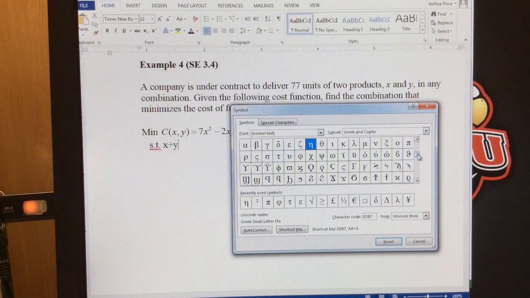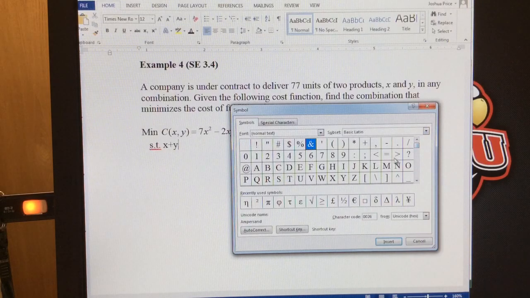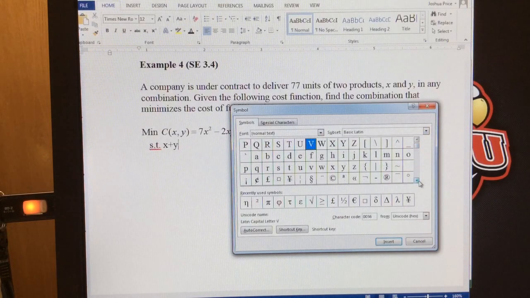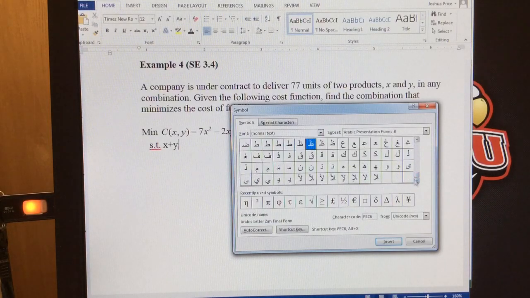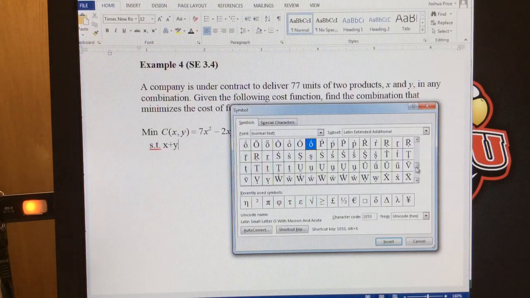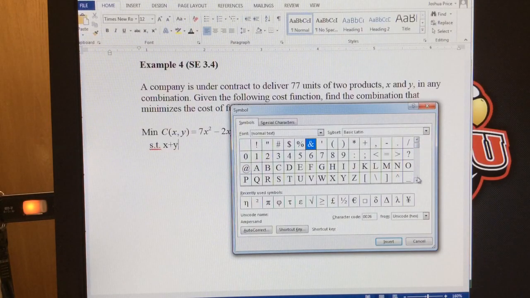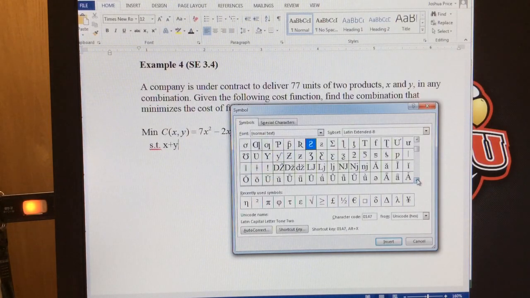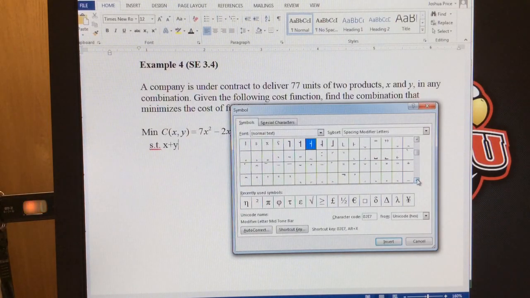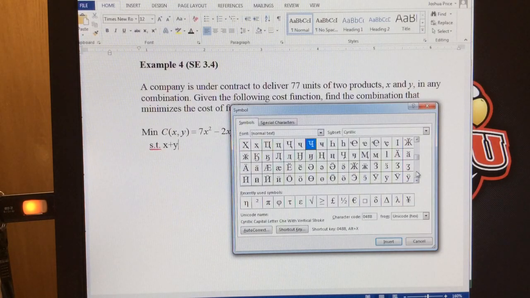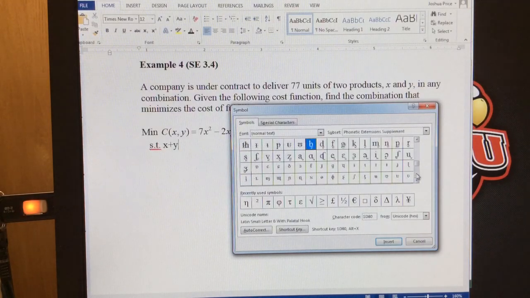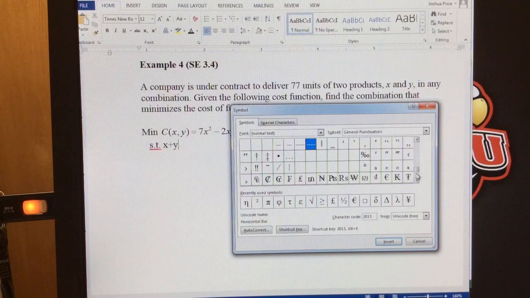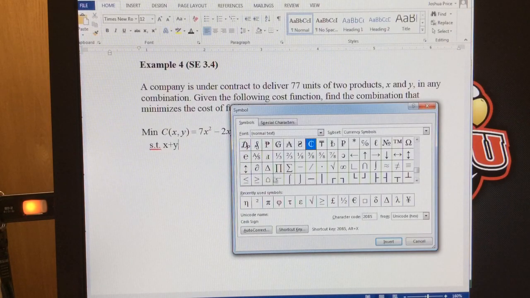let's go to our symbols, maybe we don't have that. We're looking for greater than or equal to. So I thought it was up at top. Looks like I might be on a wild goose chase. It's going to be here somewhere. Here we go.